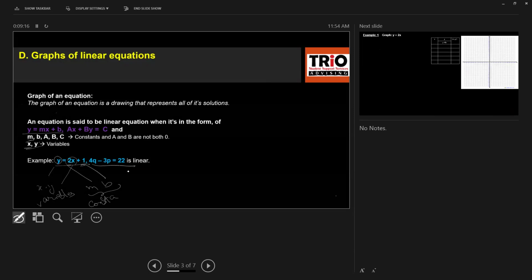Similarly, let's take this example, 4q minus 3p equals 22, which is in the form ax plus by equals c. So here a, b, and c are constants, which are 4, 3, and 22. P and q are variables, which can be substituted with any values here. All right, moving on. I hope you got a clear picture of what the equation is, and the constants and the variables.